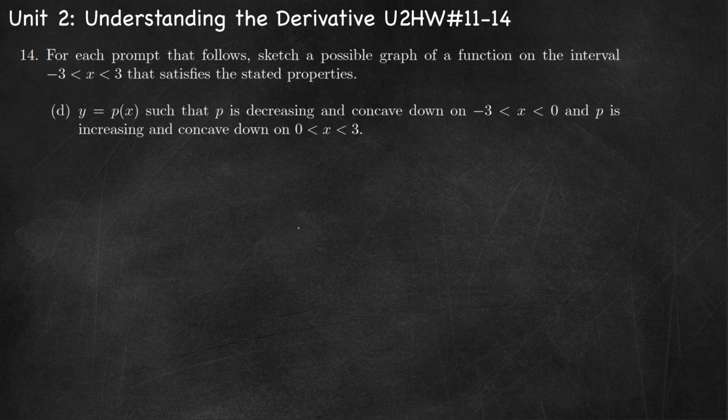And part D, this time we want our graph to be decreasing and concave down from -3 to 0. So decreasing and concave down from -3 to 0. So maybe doing that. And then at 0, we're going to switch, and it's going to be increasing and still concave down until we get to 3. So increasing but still concave down.